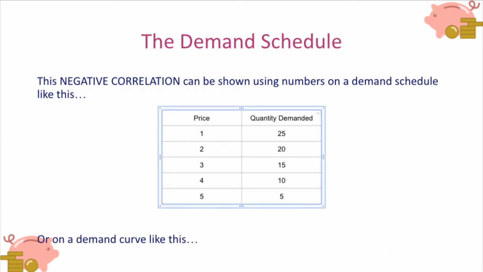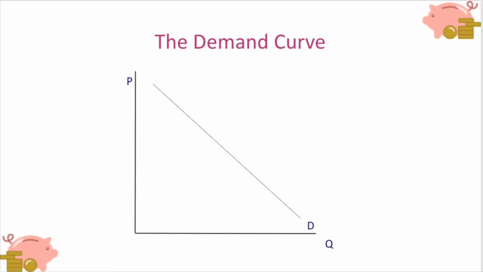We can show that negative correlation on a demand schedule like this one, where we've got the price rising from $1 to $2 to $3 to $4 to $5, and the quantity demanded falling from 25 down to 5 as a result of that. We can also show that correlation on a demand curve. Here's a picture of a demand curve. As you will see, it is downward sloping, showing that negative correlation.